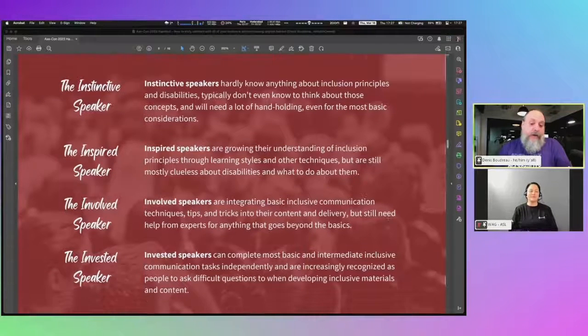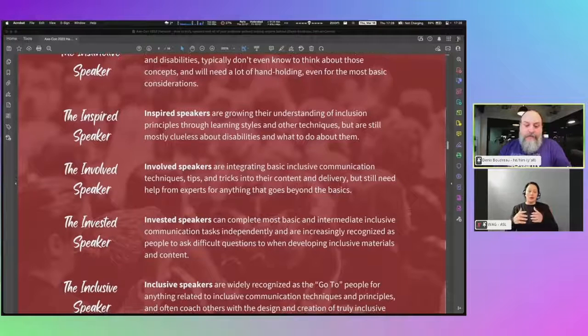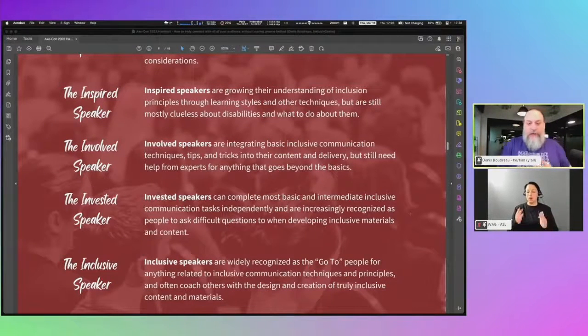The invested speakers are the ones that can complete most of the basic and intermediate inclusive communication tasks independently, and they're increasingly recognized also as people to ask difficult questions to when they're developing material and content, for instance. And then if you ended up being in that last category, then you're probably recognized as a go-to person for anything related to inclusion, accessibility, and people will come to you, and you probably coach other people to do these things. So there's that model.